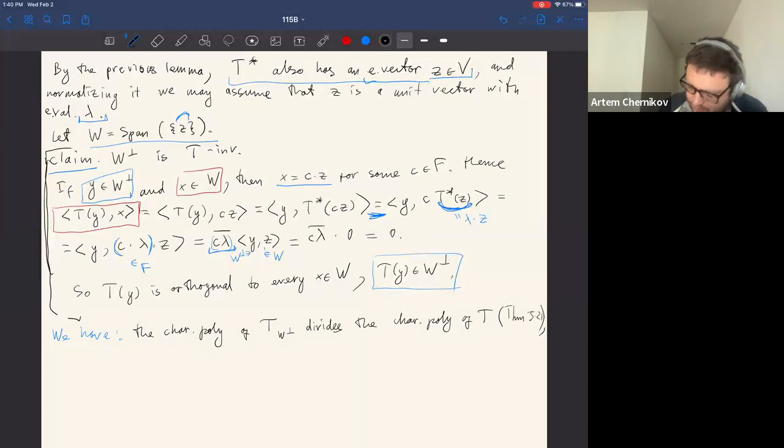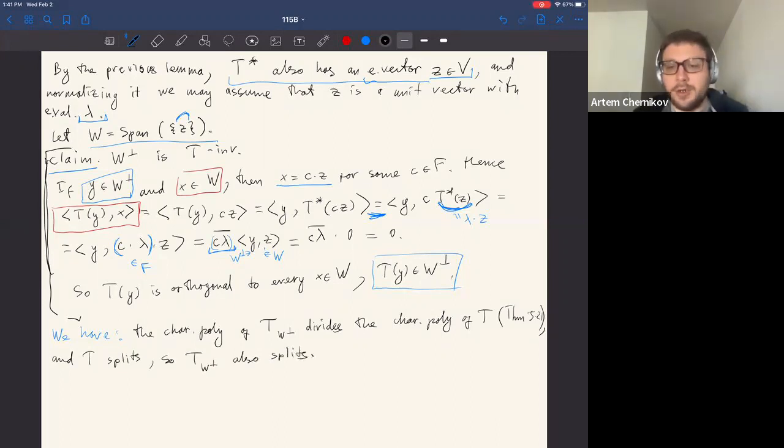Okay, so it divides, but T splits by assumption. So we conclude that T W perp also splits. Because if I can write the characteristic polynomial of T as a product of linear factors, and then TW perp divides it, it's just the product of some of those linear monomials. But this means it splits as well. So we know that this restriction splits.